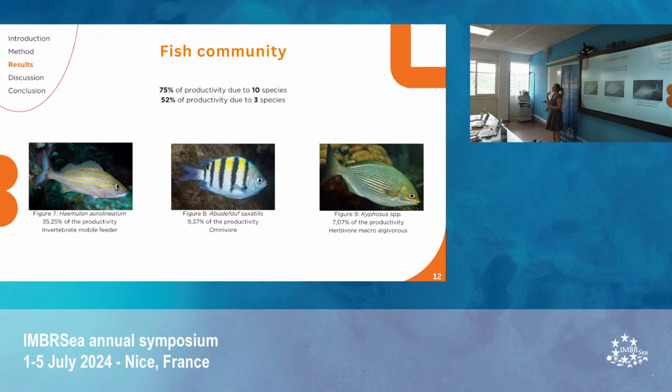So then we look more at what drives the productivity, which type of trophic guilds participate in that. So we did some exploratory analysis, and we found that 75% of the productivity is due to only 10 species. And even more impressive, more than half of the productivity is due to only 3 of them: Stegastes fuscus, Abudefduf saxatilis, and Chaetodon sp.